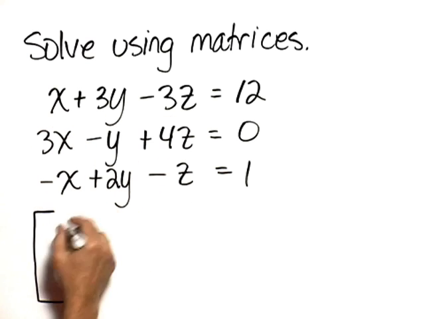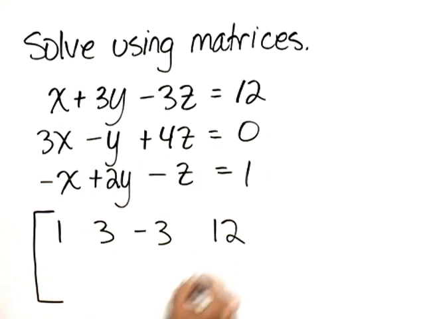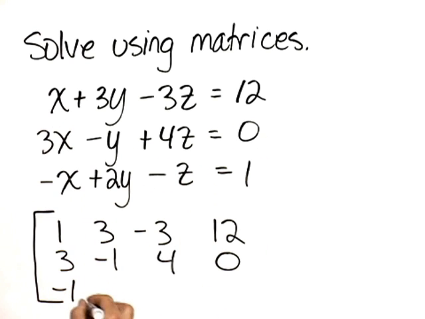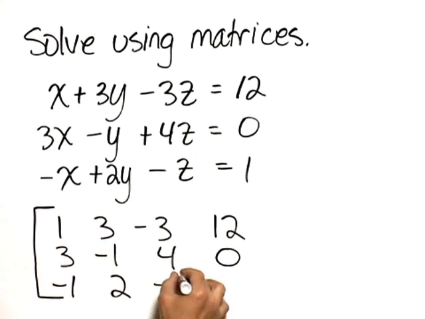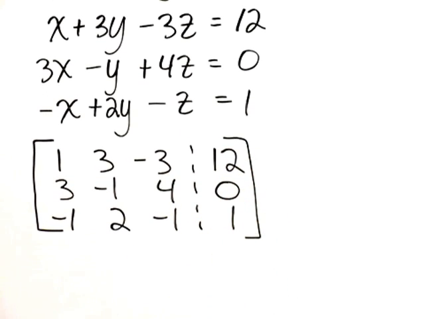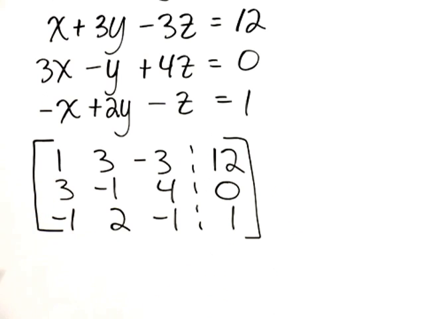We take the coefficients 1, 3, -3, the constant 12. Then we take the coefficients for row 2: 3, -1, 4, 0, and then the coefficients for row 3: -1, 2, -1, 1, with our vertical line separating the constants from the coefficients. All right, what we want to do is get zeros in this position and this position. We can do these at the same time.